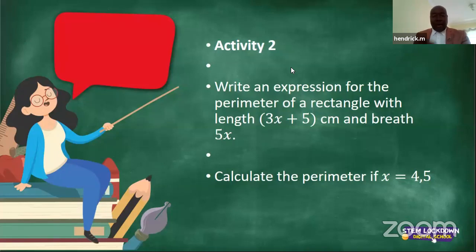Let's see how many hands we have. The distance around the edge of a shape, the perimeter of a rectangle. Can I see some hands? Perimeter. Right, Michelle? Let's go to you, Michelle.